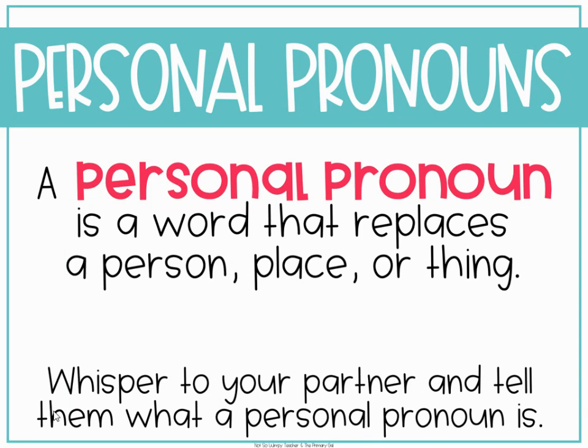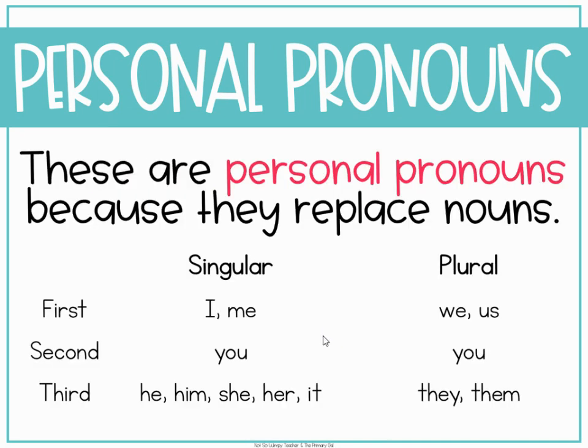Now I'm waiting for voices to be off. Perfect. So, what does this mean? It replaces a noun. These are some personal pronouns because they replace nouns. So, if we're using first person, we're talking about ourselves, we could say I or we. If we're talking about multiple, and you're a part of it, we or us.